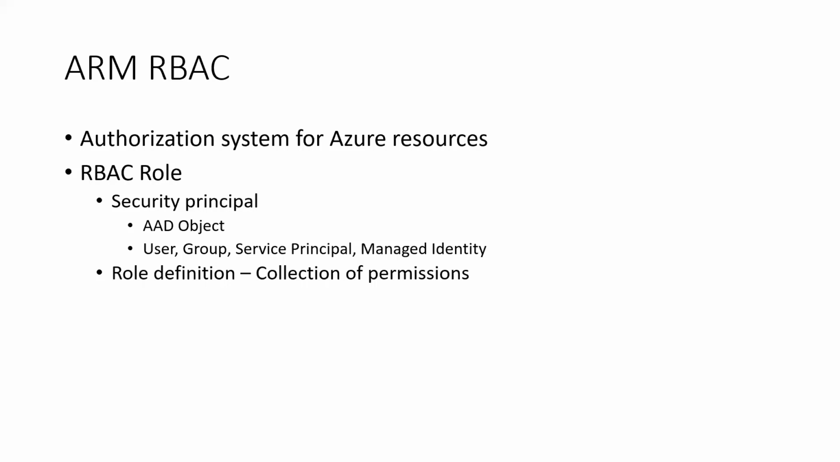So this is ARM RBAC, where all these roles are in Azure AD. It's an authorization system for Azure resources. Like I said, groups of collections of permissions. You've got the RBAC role, which is tied to a security principal, which is an Azure AD object: users, groups, service principals, and managed identity as well. And then the role definition, of course, is the collection of permissions, as we said before.